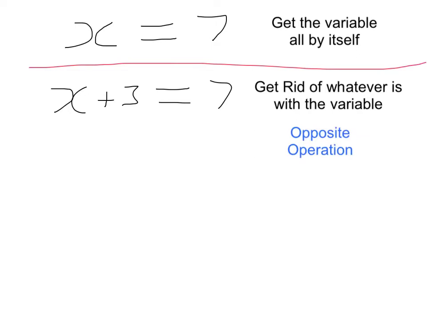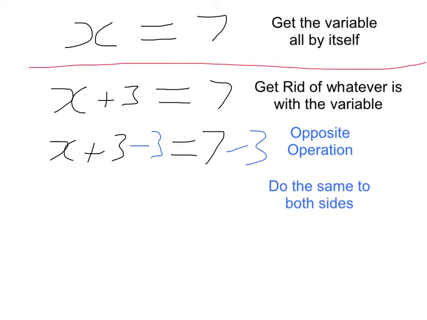In this case, we've got a plus 3 with the x, so what we have to do is the opposite operation, which is to subtract 3. What we do on one side of the equal sign, in this case the minus 3, we also have to do to the other side, and we subtract 3 from that side as well. Since we've got a plus 3 minus 3 on the one side, we end up with simply an x.